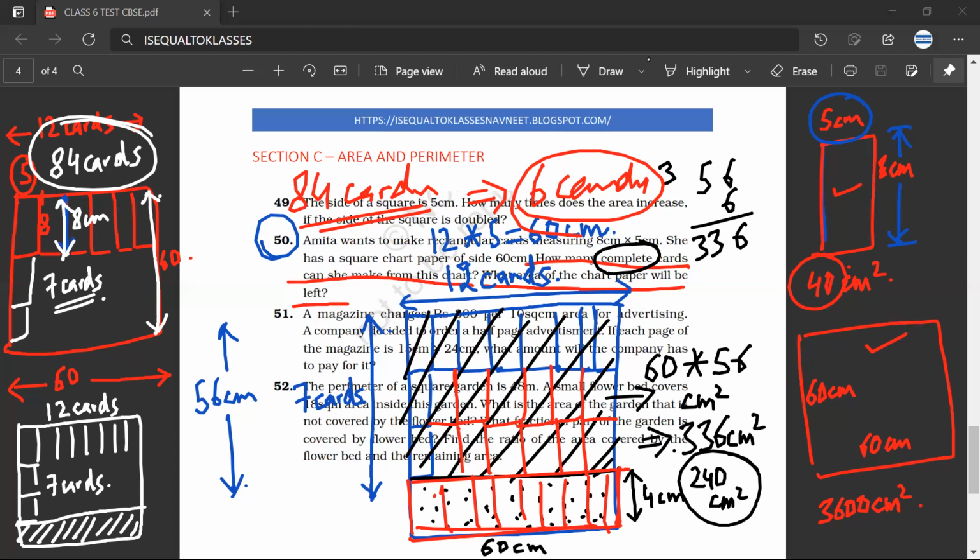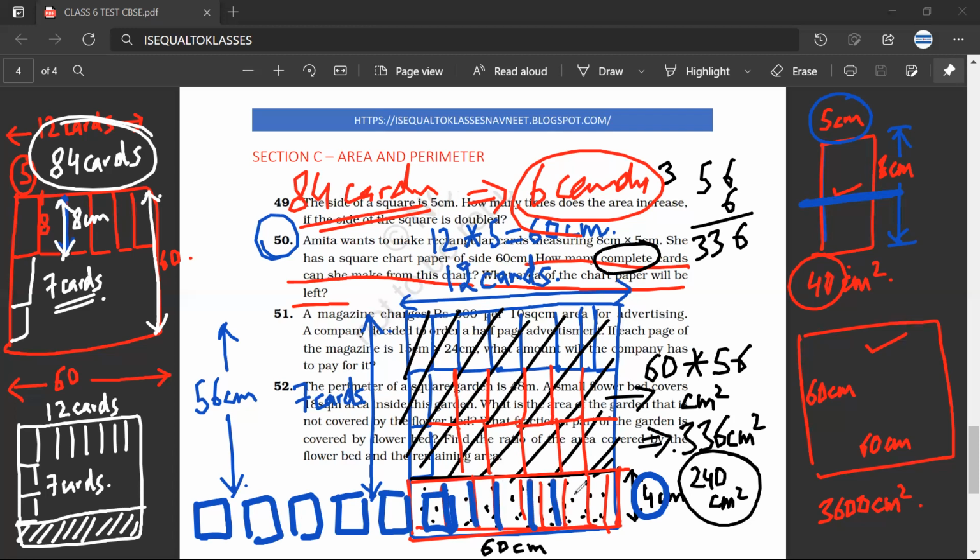If you are interested in knowing more about this question, you'll have to tear off the card like this in half. Why half? Because this left is 4 centimeter. So you will take 6 cards, tear them in half, and then these 6 cards, 1, 2, 3, 4, 5, 6, you can place here.